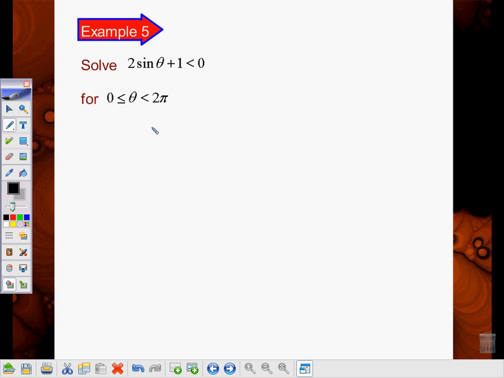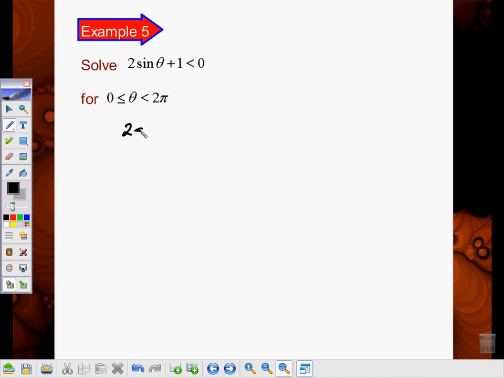This is an inequality, so things are going to be a little bit different. However, just like when you're solving regular equations, this doesn't change things very much unless you divide by a negative or multiply by negative in the solution process. Again, notice that the angle is not restricted to the principal values. We have one full revolution around the unit circle. Let's go ahead and solve it.